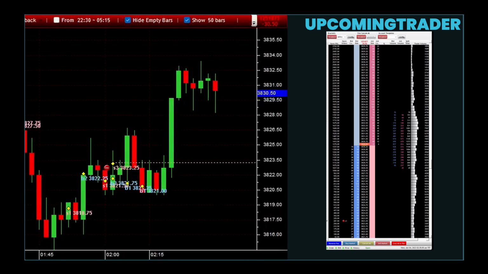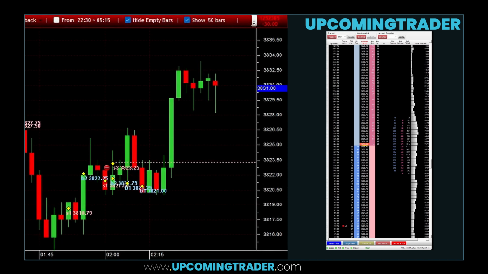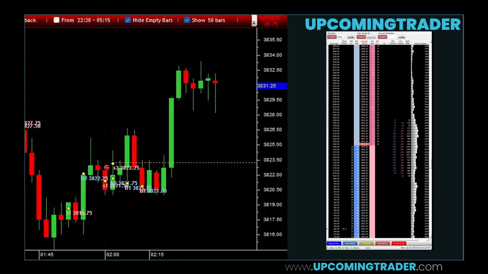Next, let us look at a common reversal pattern called the double top. This example is from the Euro futures market. Imagine the price going up and then hitting a resistance level, dropping down, and then trying to go back up to that same level again, but failing. That is a double top.